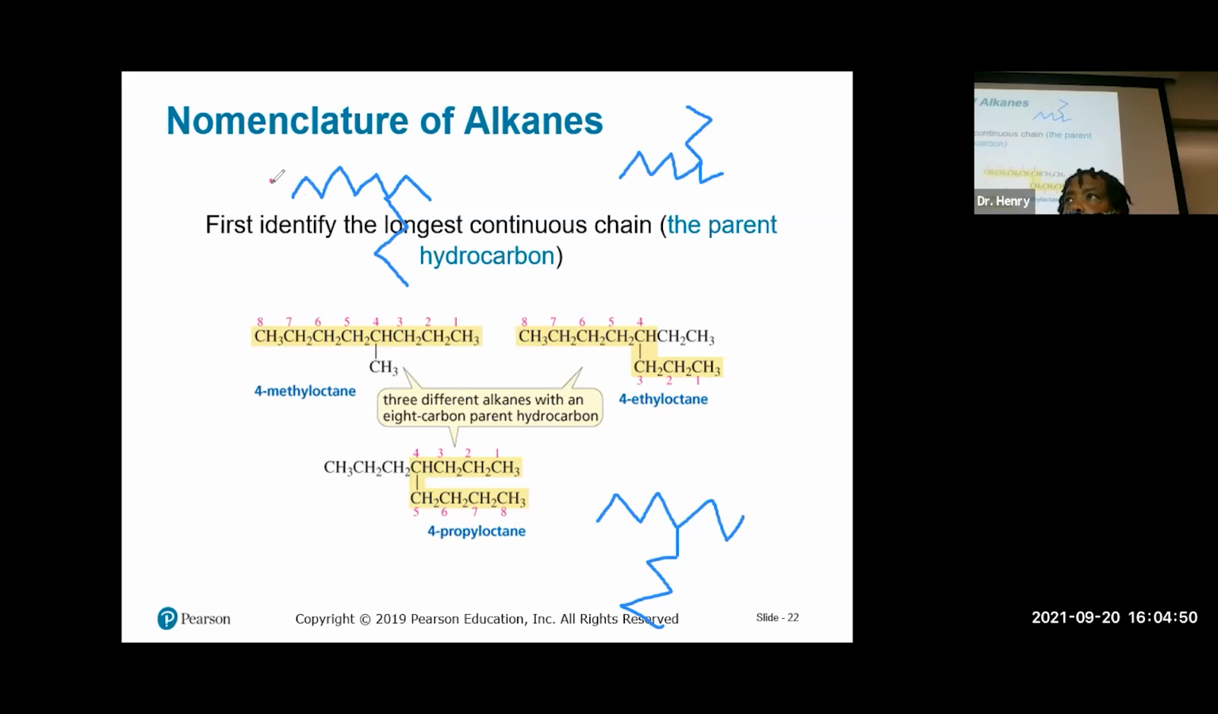Okay, so we have 1, 2, 3, 4, 5, 6, 7, 8, 9, this way. Or we have 1, 2, 3, 4, 5, 6, 7, 8, 9, 10. Okay, so that would be our longest chain, but we probably should count it the other way too. So let's just count it here. 1, 2, 3, 4, 5, 6, 7, 8, 9, 10. Okay, so what would we call this guy?